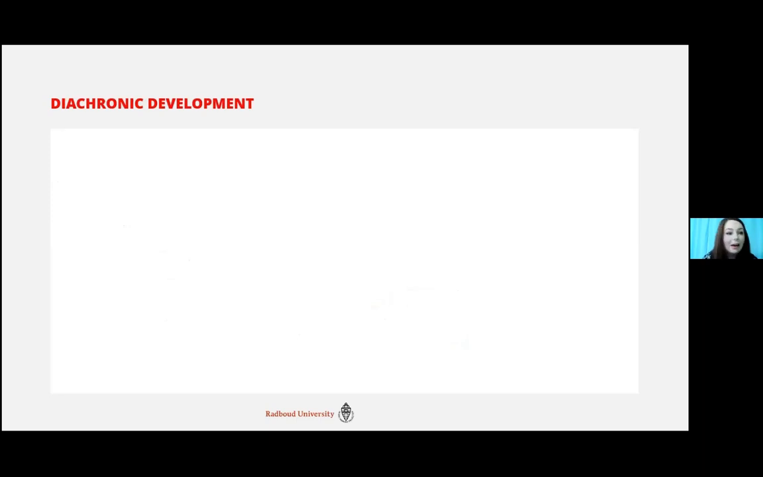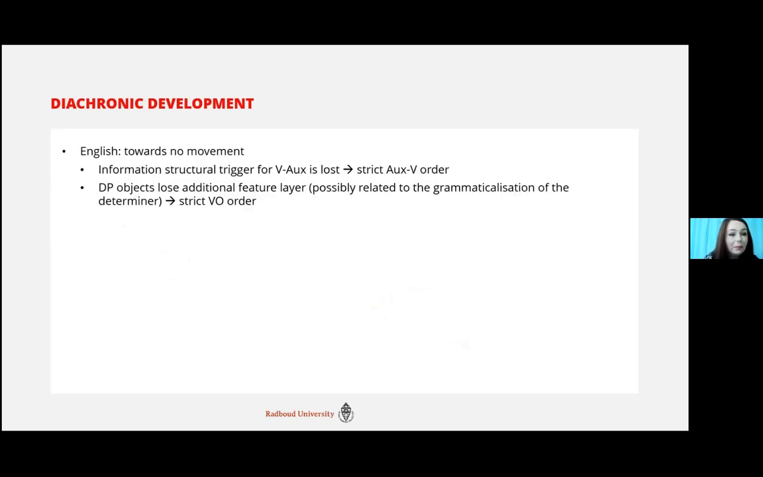Then finally, the diachronic development. English is moving towards no movement. The information structural trigger for verb auxiliary word order is lost first. You end up with a strict auxiliary verb word order. And the DP objects lose their additional feature layer, which might be related to the grammaticalization of the determiner. And that results in strict VO word order.